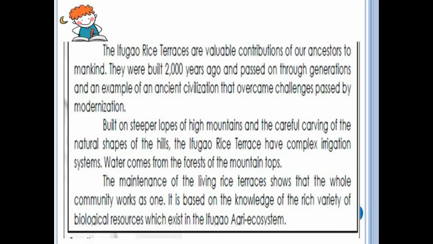Water comes from the forest of the mountain tops. The maintenance of the living rice terraces shows that the whole community works as one. It is based on the knowledge of the rich variety of biological resources which exist in the Ifugao agri-ecosystem.